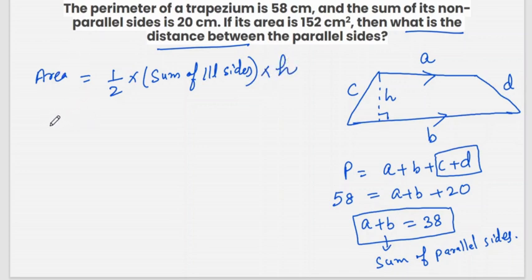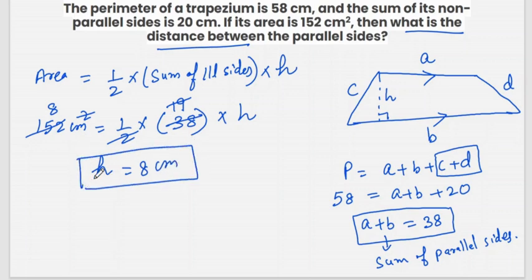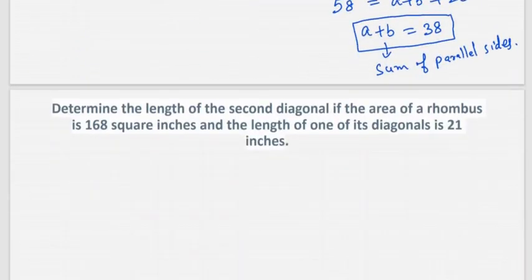So how much is area? Area is 152 centimeter square equal to half into, what is the sum of the parallel sides? That is 38, we have calculated, and into h. Okay, so see, we can cancel it 19 times. 19 8s are 152, so we can cancel out and you will get h equal to 8 centimeter. So we have calculated the value of h, which is the distance between parallel sides. Okay, next question.